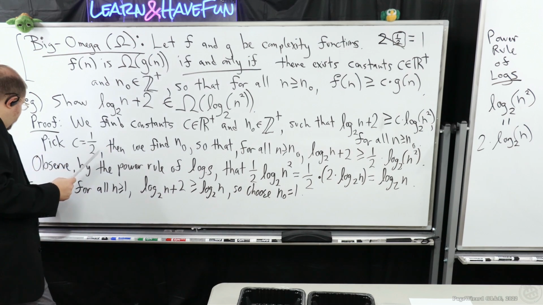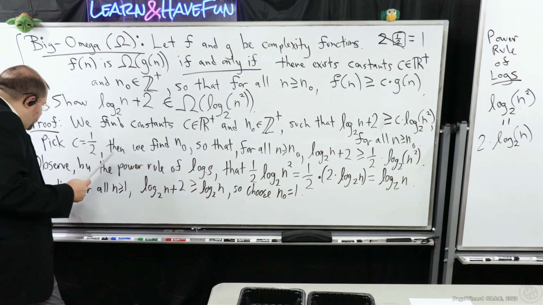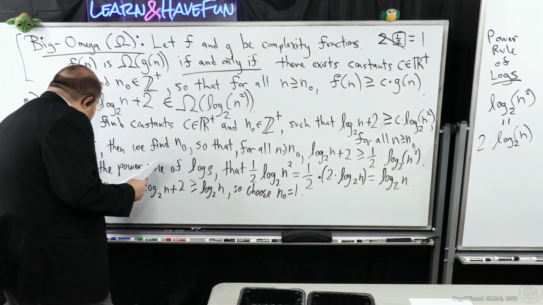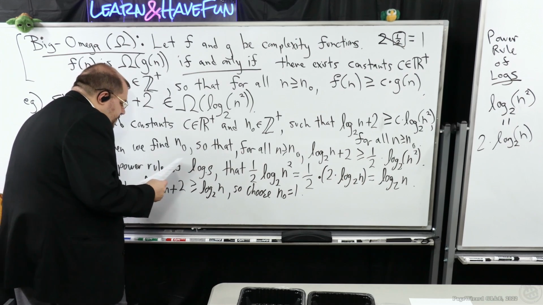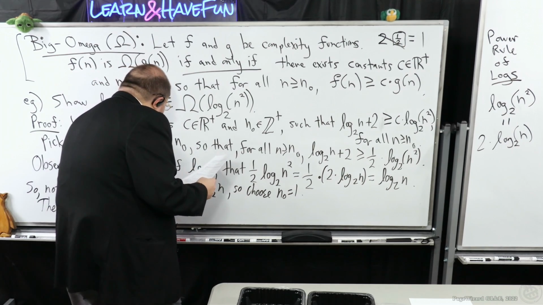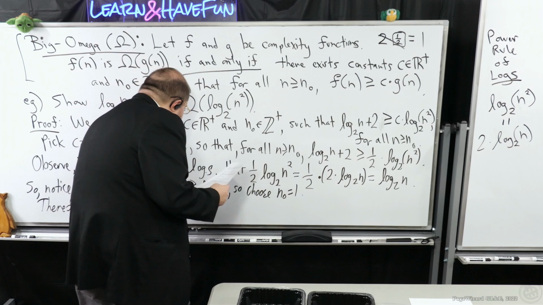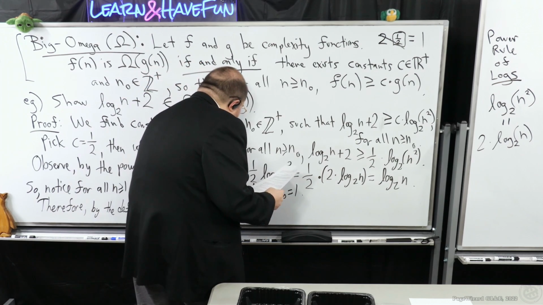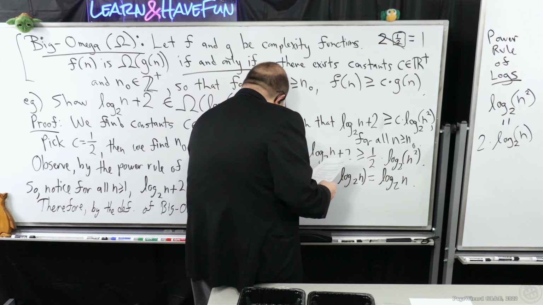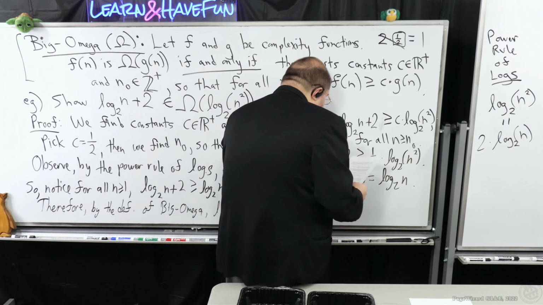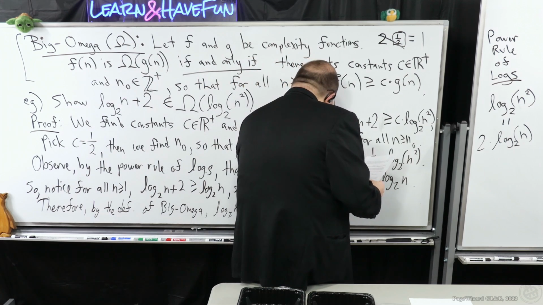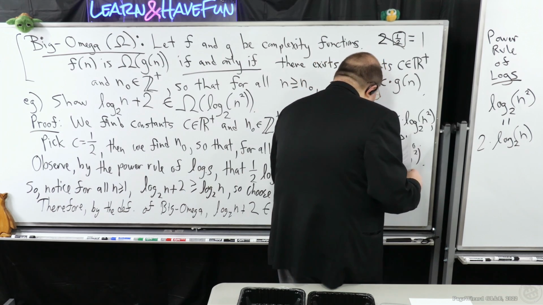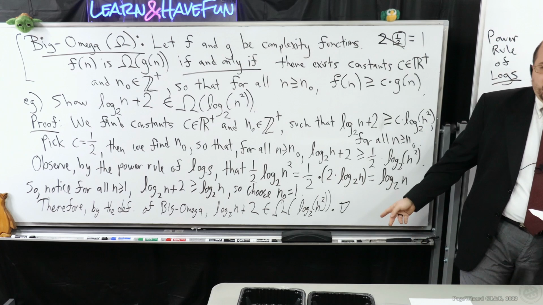So now that I have c and n0, now I can say, therefore, by the definition of big omega, log base 2 of n plus 2 is big omega of log base 2 of n squared. And that completes the proof. So that's my box at the end here.